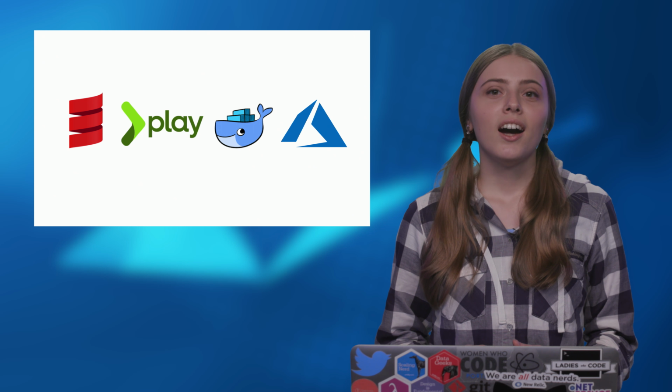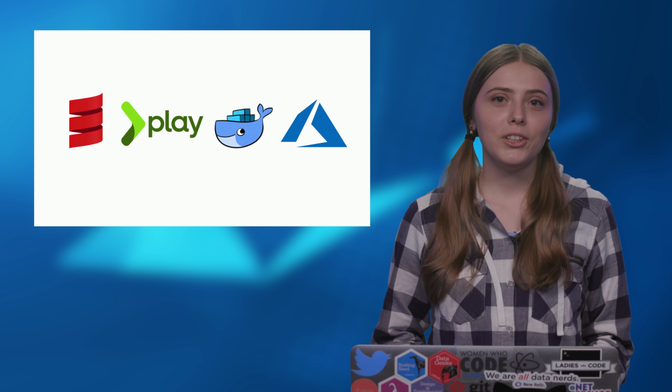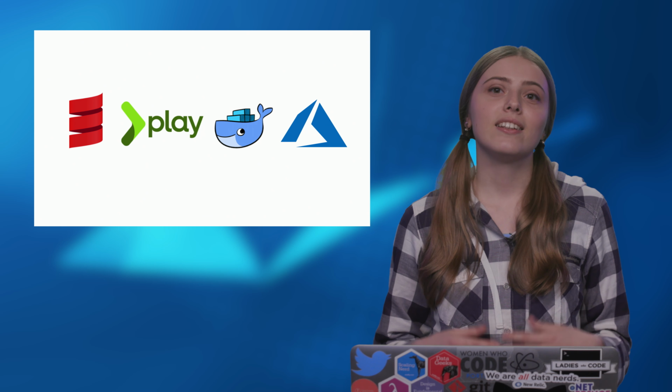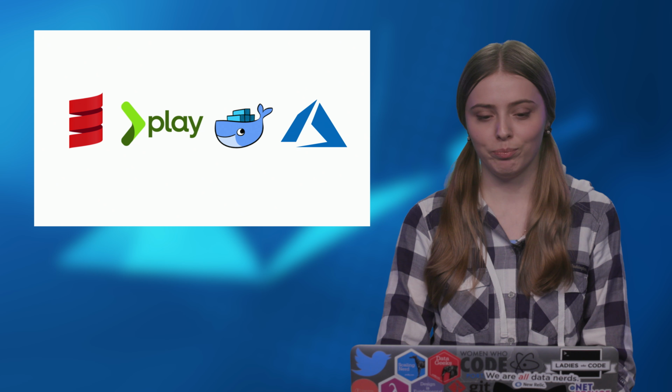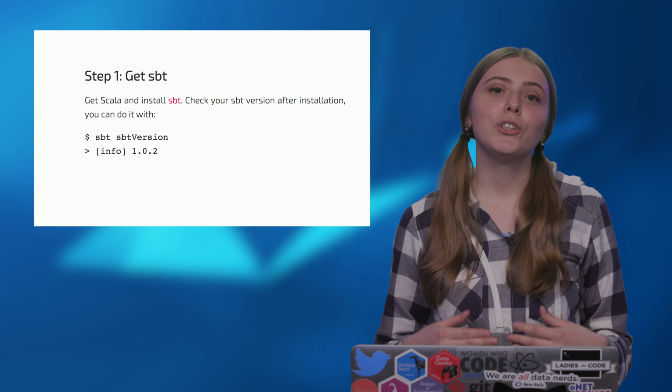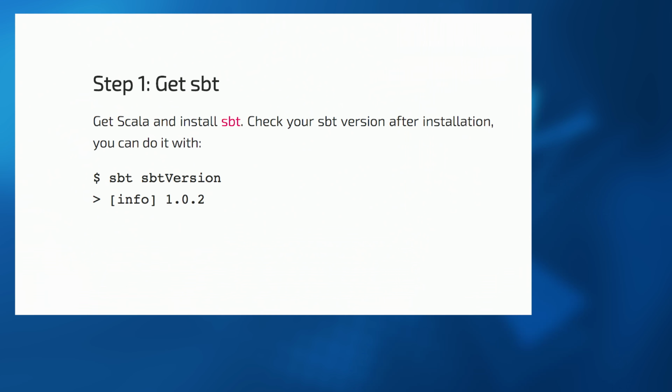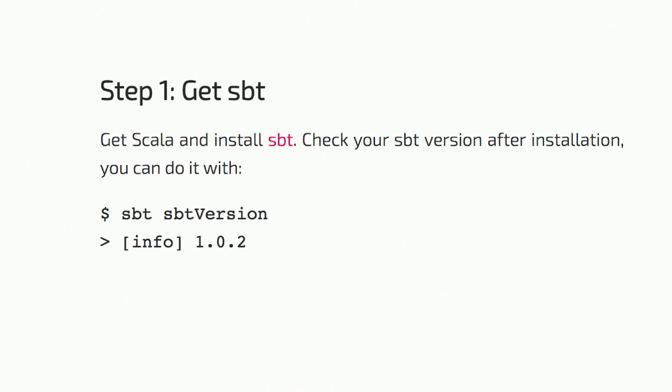So in this part, I will build this app, publish it to Docker Hub, and in the next videos, we will deploy it. So first of all, I'm going to create this app. I got Scala and installed SBT, which is a Scala build tool. I also checked my SBT version after installation, which you can do using the sbt version command.